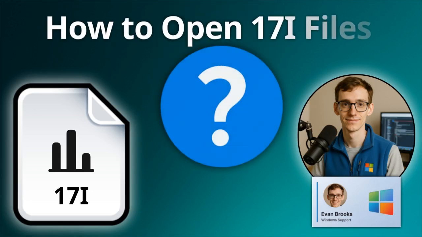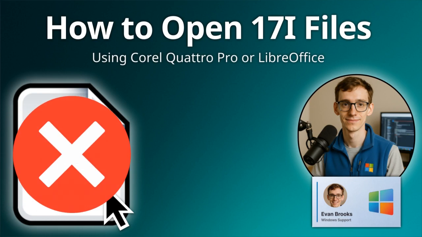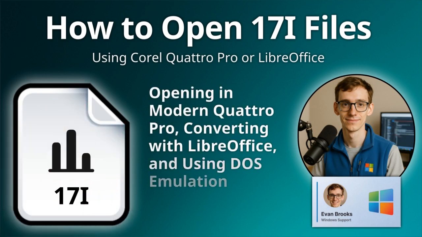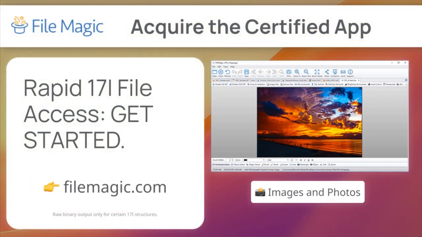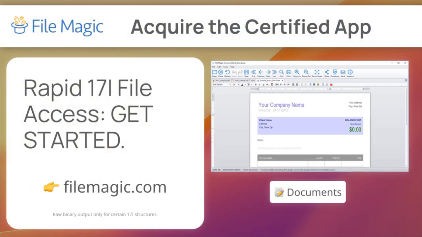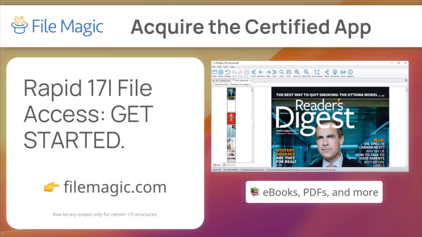Recovered a 1.7i file from an old DOS computer and need to access the spreadsheet data? This is from Quattro Pro, the legacy DOS spreadsheet application. I'm Evan Brooks, Certified Support Engineer, and I'll explain how to access these Quattro Pro spreadsheet files. Spoiler alert, this isn't magic. It's the result of knowing which single, sophisticated 1.7i file inspection tool to use because of its expansive compatibility.